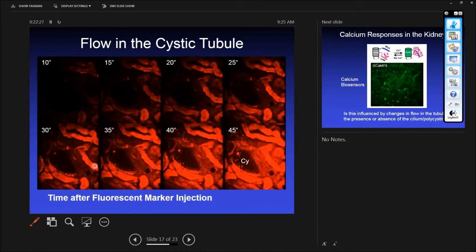The normal tubules fill up with the fluorescent dye. The cystic ones do not, or they do it very, very slowly. And so that argues that flow within this tubule that is becoming cystic has been disrupted. And so we're going to go back and try to figure out what signals change within those cells as a result of that disrupted flow.